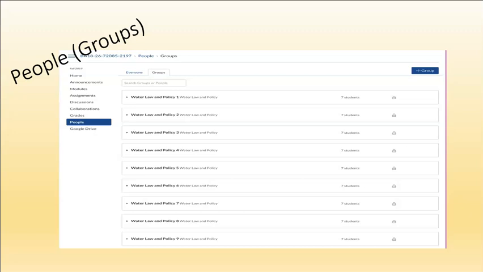The next section I want to briefly highlight is the people section, which also includes groups. Here in this class, I have two sections that are combined, and you can see the different groups listed, water, law, and policy, listed numerically. To find out which group you're in, I believe you can just click on the group that is highlighted for you. If not, then you'd have to look at each of these groups to find out where your name is.